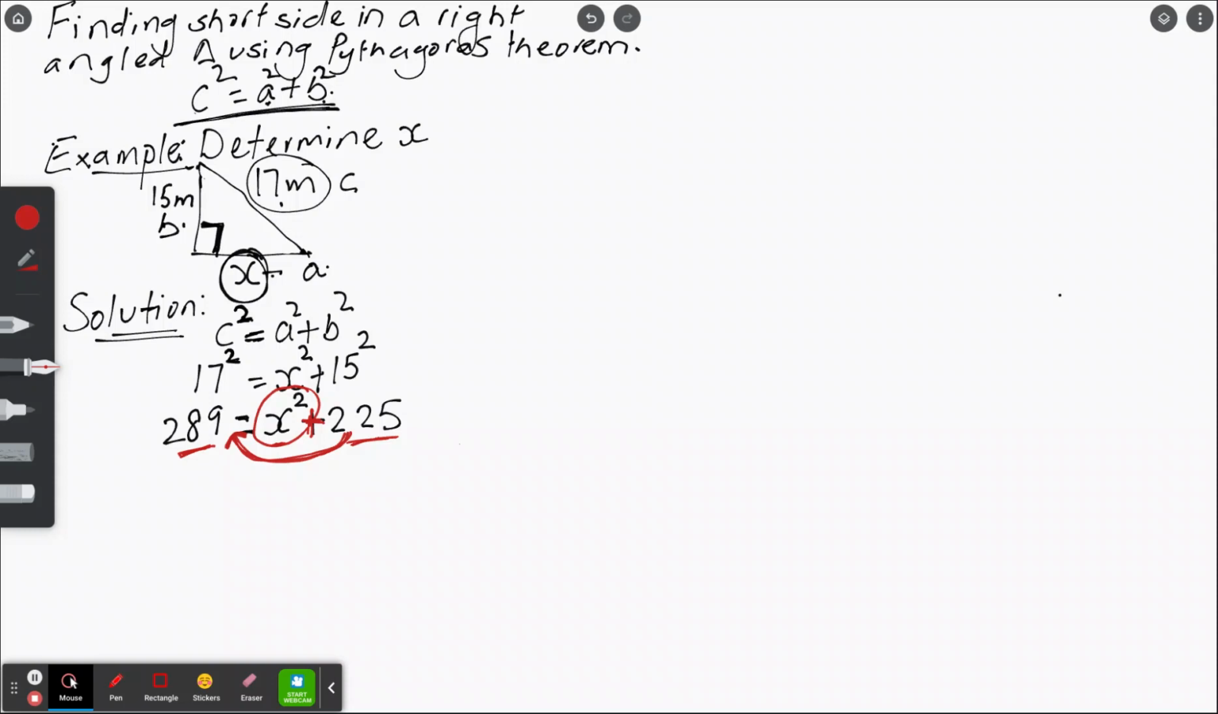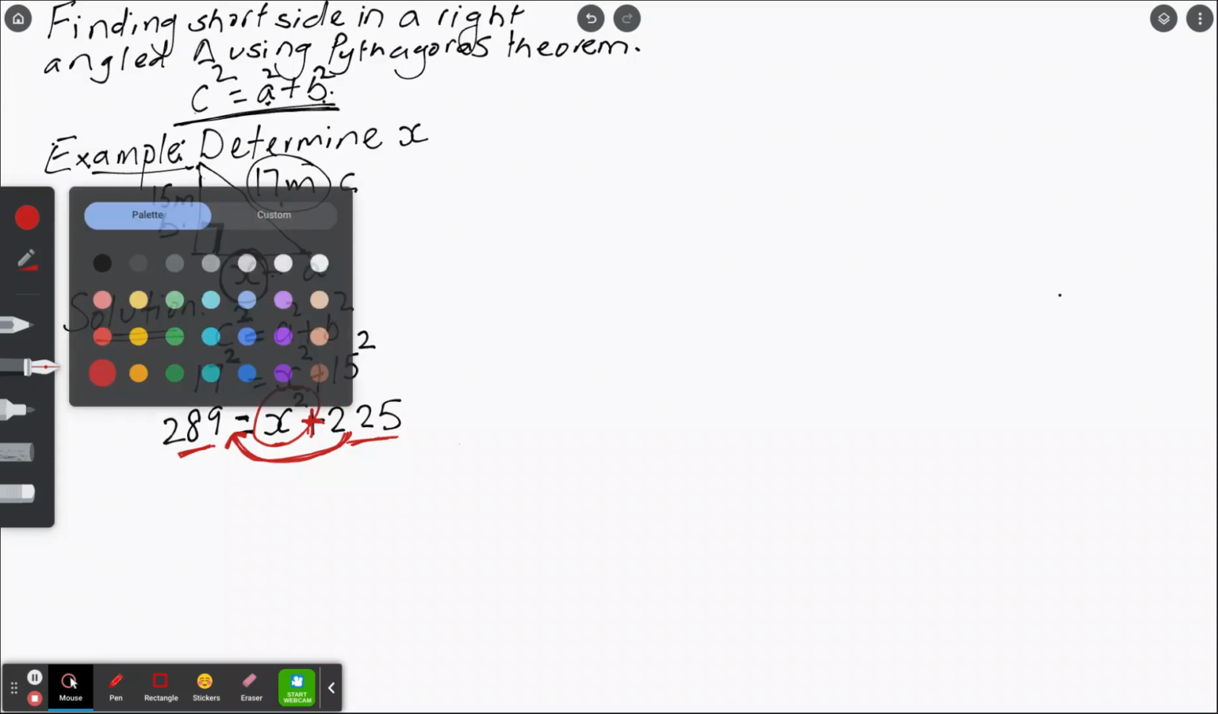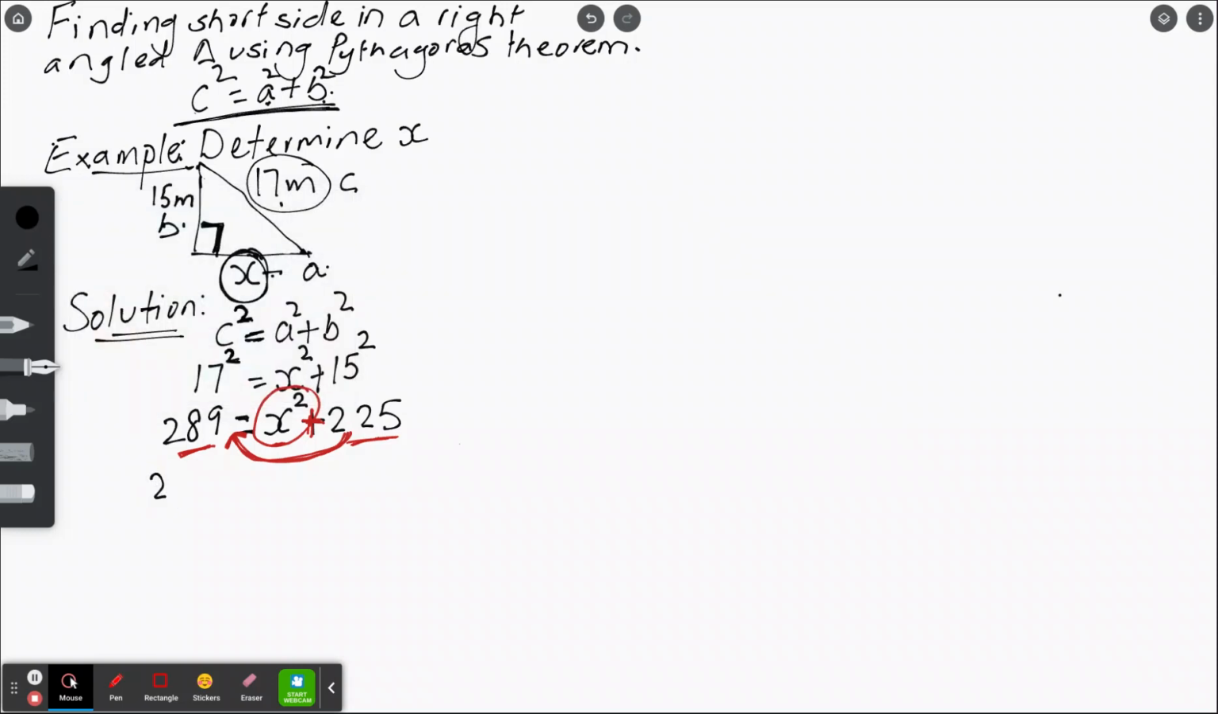Okay. So if you can do that, let me get my black color back. So what we need to do now is we just go 289, take away 225, and that gives me my x square on its own. If you can see it, x square is now on its own.